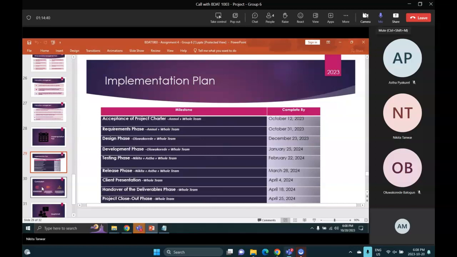For the project charter and the requirement phase, I will be leading it with the whole team. And for the design phase and the development phase, Korede will be the lead person for these two phases, and the whole team will be supporting him. For the testing phase and the release phase, Nikita and Asta will be taking care of it, and will be working with the whole team for any other task. And for the client presentation, handover of the deliverables phase and the project closeout, the whole team will be working together to get those tasks done. Next slide, please.